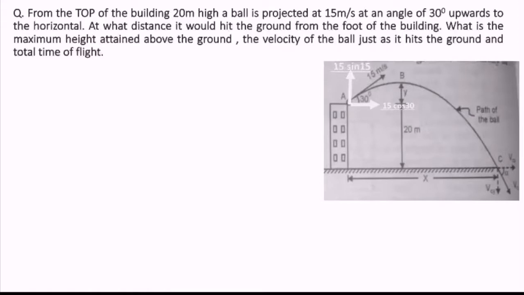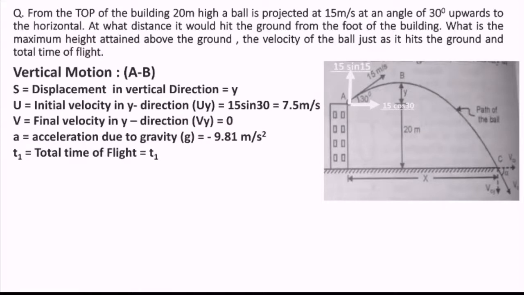So for vertical direction we have 5 parameters, that is S, U, V, A and T. Starting one by one, S is the displacement in vertical direction, so I will write it as y because the difference between A and B in vertical direction is y. U, that is the initial velocity in y direction, is given as 15 sin 30, on solving which I will get 7.5 meter per second. V, the final velocity in y direction.